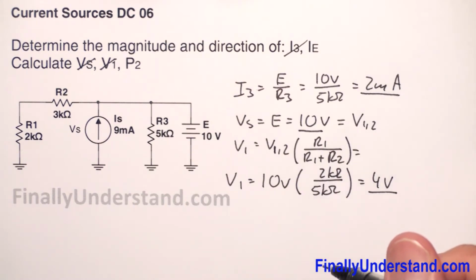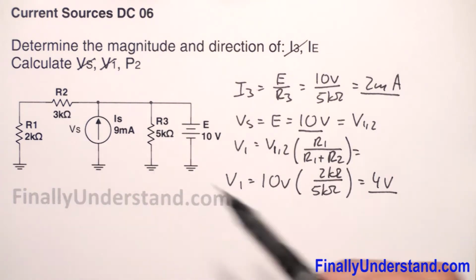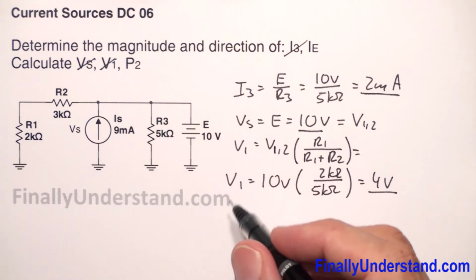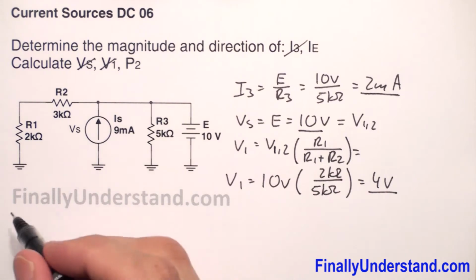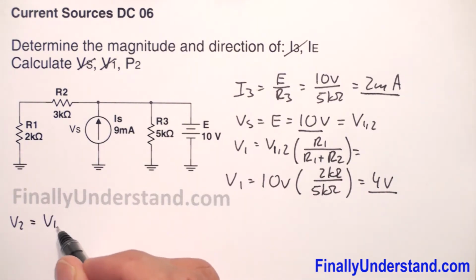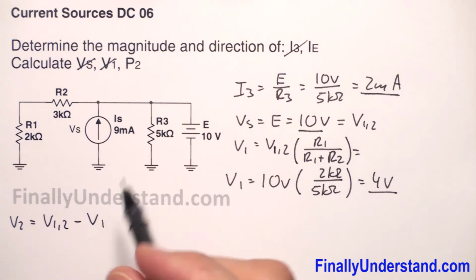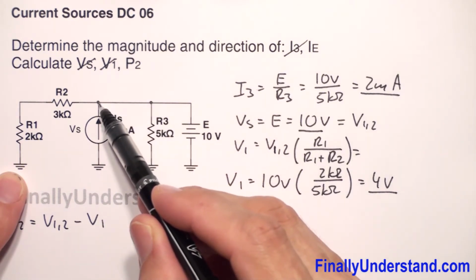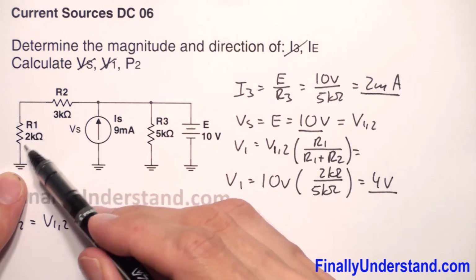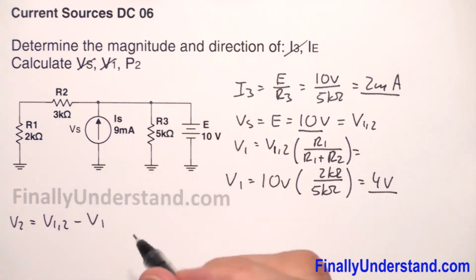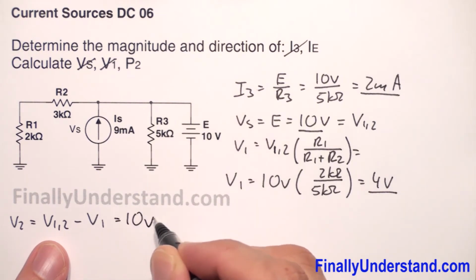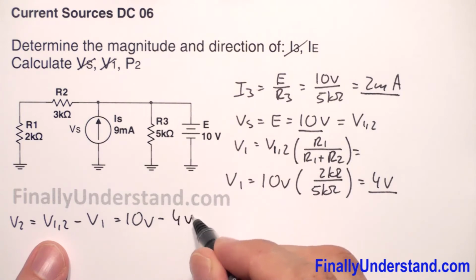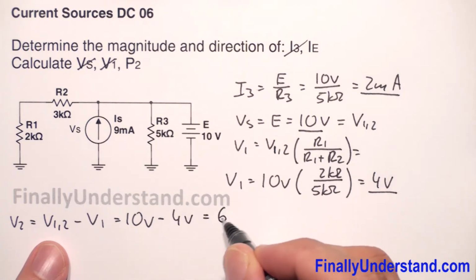Next, we're supposed to find P2. So how can I find P2? Simply find V2. V2 is equal V12 minus V1. This voltage between this point and this, minus voltage across resistor R1 will give me voltage across resistor R2. So V12 we said is equal 10 volts minus 4 volts is equal 6 volts.